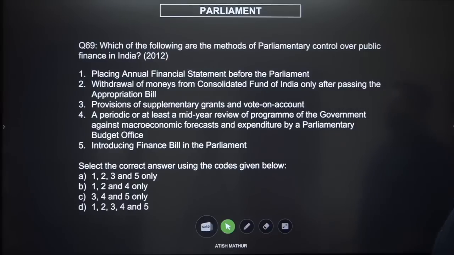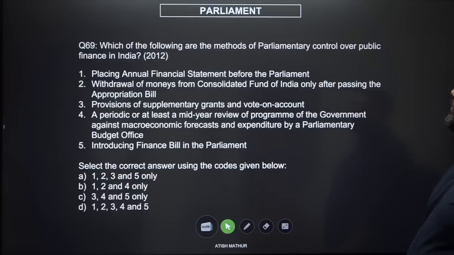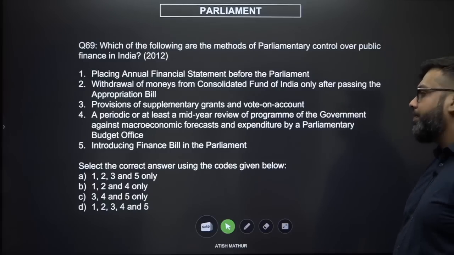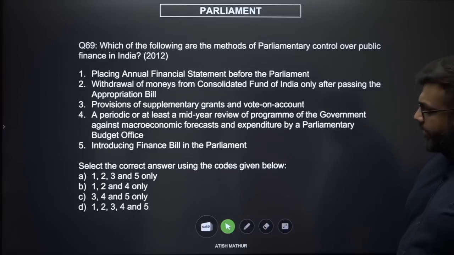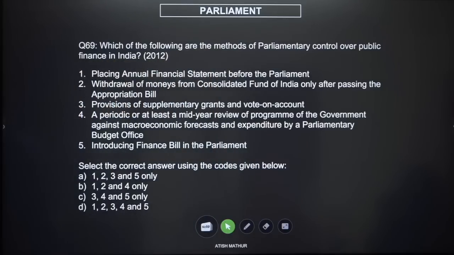Which of the following are methods of parliamentary control over public finance in India? Placing annual financial statement before the Parliament, withdrawal of monies from Consolidated Fund of India only after passing an appropriation bill, provisions of supplementary grants and vote on accounts, a periodic or at least a mid-year review of the program of the government against macroeconomic forecast and expenditure by a parliamentary budget office, and introducing a finance bill in the Parliament, right?